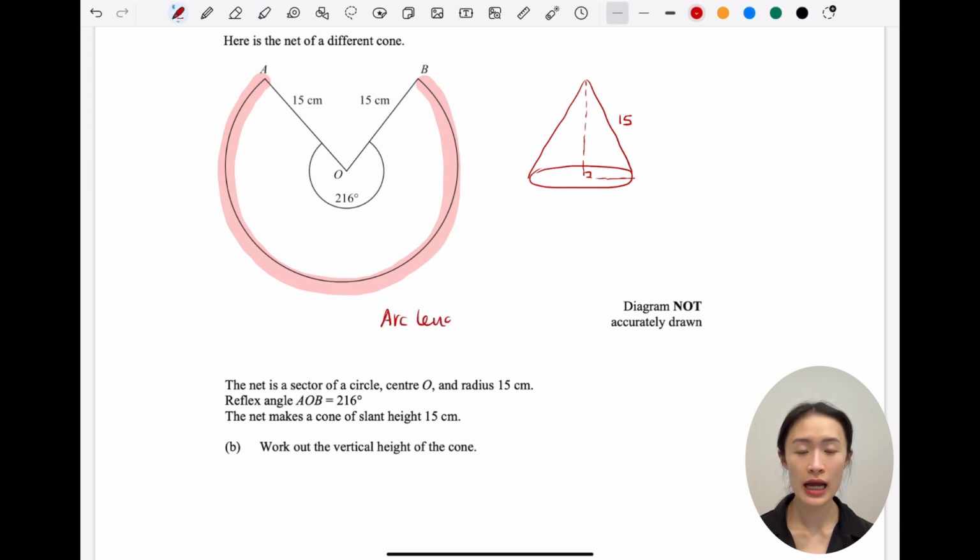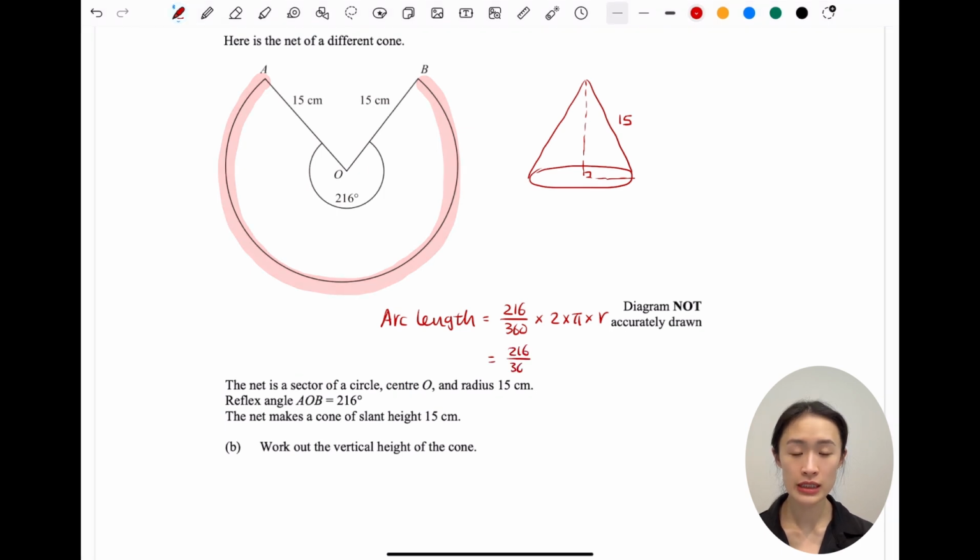Okay, so let's work out the arc length first. We know that is 216 degrees out of 360. So that is the proportion of the circle I want. To work out the circumference, the formula is 2 pi r or pi d. So we need to do 216 over 360 times 2 pi, and r is 15 in this case. So we know the circumference of the base of the cone is 18 pi.